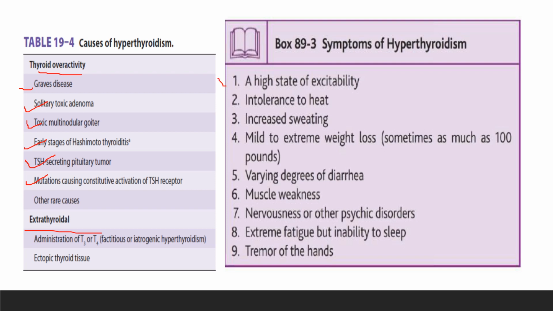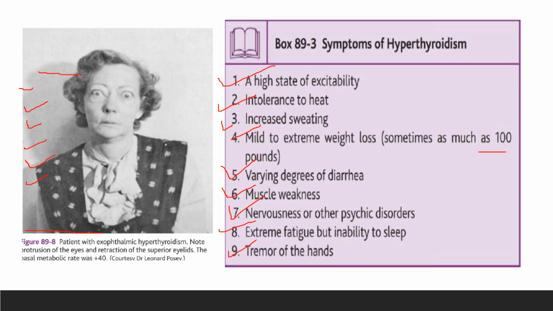Clinical features will be high state of excitability, heat intolerance, increased sweating, mild to extreme weight loss, sometimes as much as 100 pounds, varying degrees of diarrhea, muscle weakness, nervousness or other psychic disorders, extreme fatigue but inability to sleep, tremor of the hands. So this is another feature of hyperthyroidism. There is exophthalmos, that is, we can see the sclera is visible here.